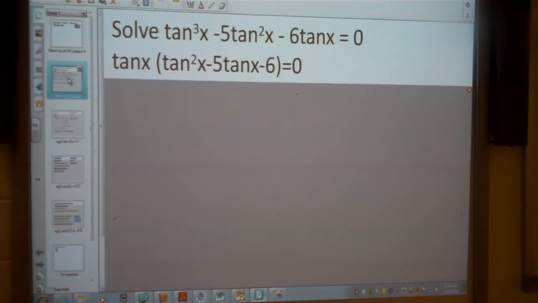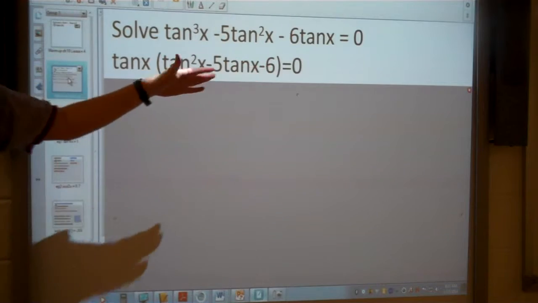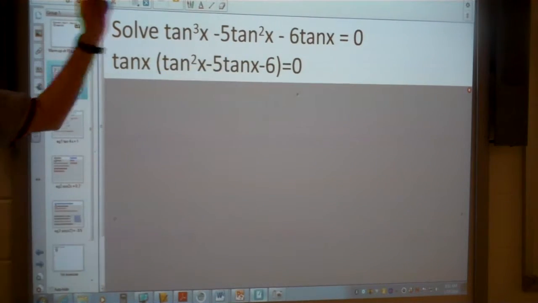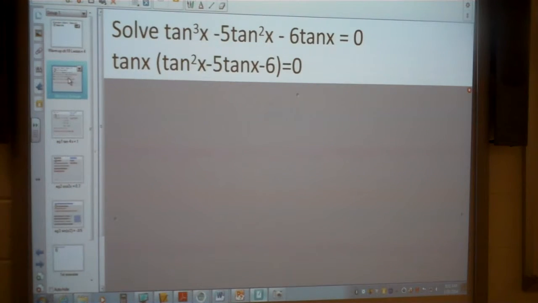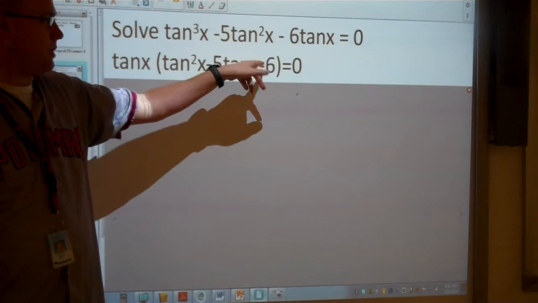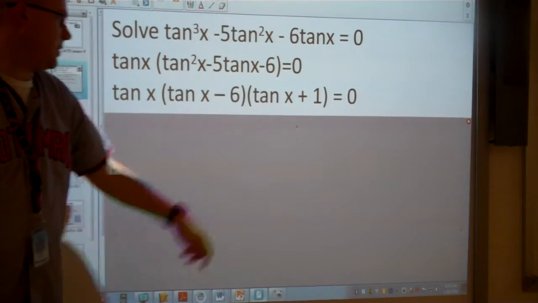Take tan x as a common factor. And then look at the middle part as well and see if we can refactor this. So this is actually the quadratic that we were doing last time. So 6, I can use 6 and -1. So 6 times -1 is -6, and 6 take away 1 is -5. So that does indeed factor.